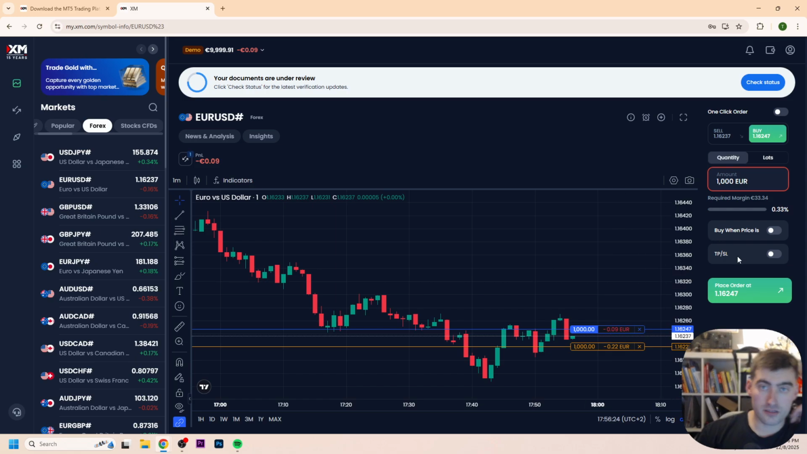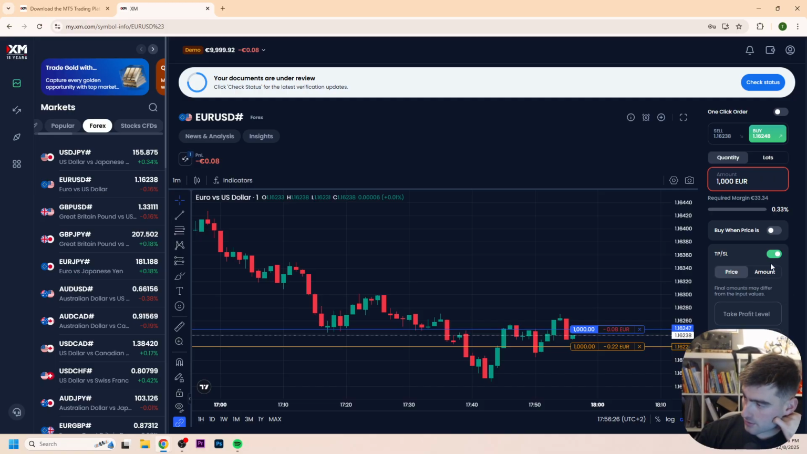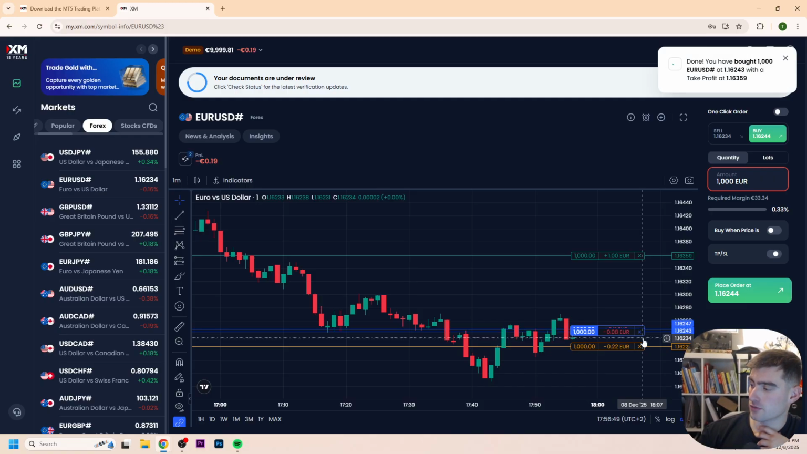Now, if you want to create a take profit, we click on it again, and then we click on take profit level. And then let's say I want the take profit a little bit higher. So let's say we want €1 profit. So now when the price is on this level, it will take the profit and automatically sell our position. So now if you click here on place order, we just created a take profit.